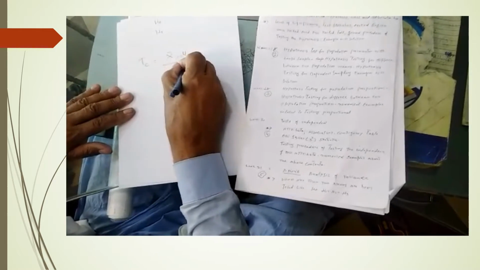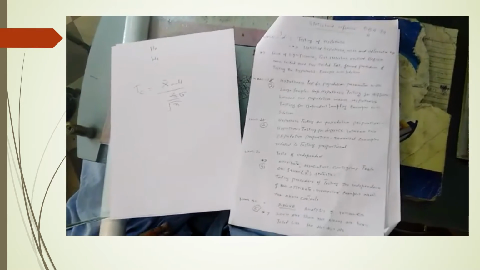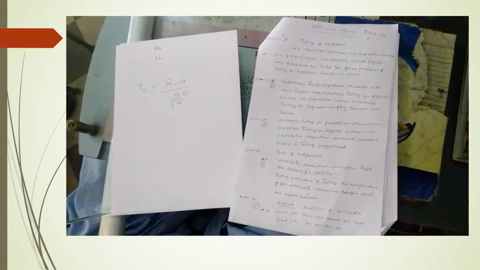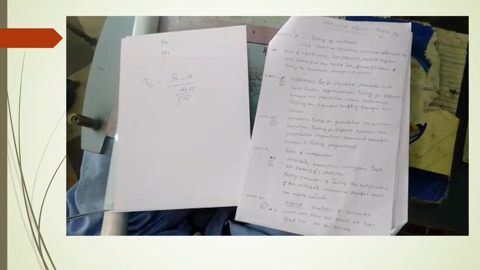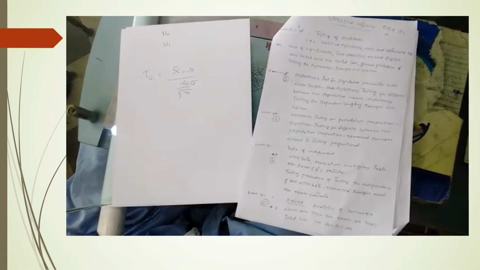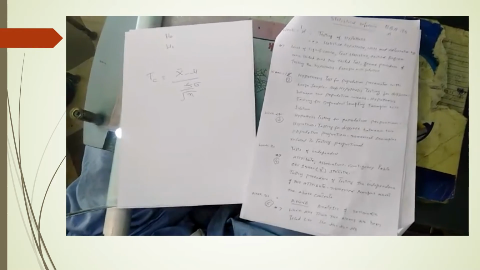Now, testing of hypothesis for one population mean. If you are required to test one population mean, then there will be the t-test and z-test. If the sample size is very large, z-test will be used, and if the sample size is less than 30, t-test will be used.